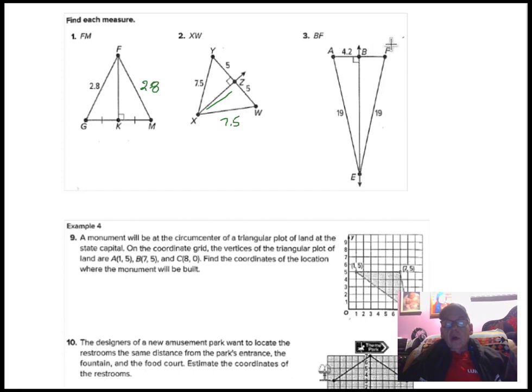And here, BE is a perpendicular bisector. Well, BE might be a perpendicular bisector. Point E is the same distance from A as it is from F. It is on this ray. Therefore, that makes BE a perpendicular bisector. And BF must also be 4.2.